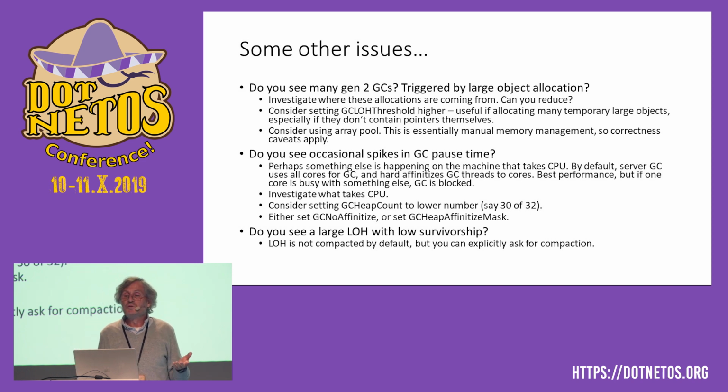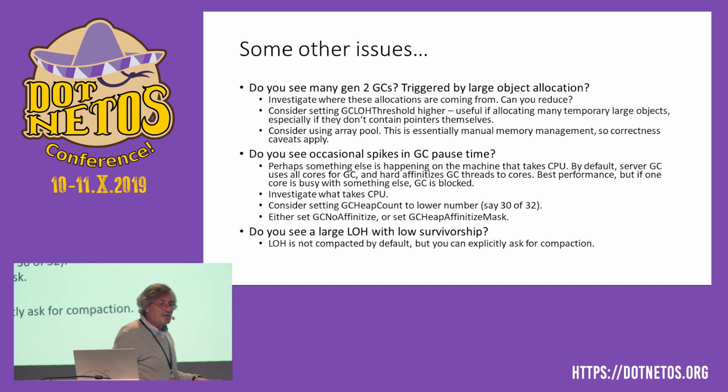Say you have 32 CPUs, then set it to 30 so that you leave some CPUs for other activities. Now, another setting that goes with this is to make sure you either don't hard affinitize GC threads to CPUs, that's the GC no affinitize setting, or you actually plan explicitly which activities should take which CPUs, and you can use the GC heap affinitize mask to do this. So, for instance, say you have a network driver or something that wants to run on core 0, you would make sure you don't run GC threads on core 0.